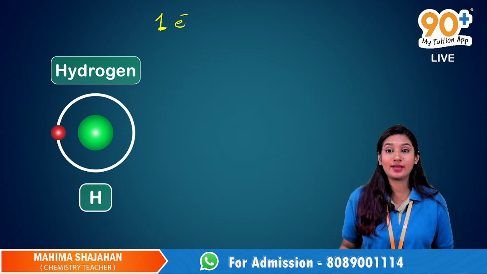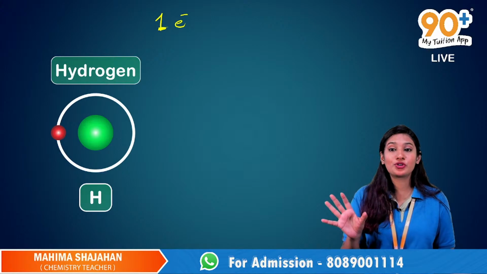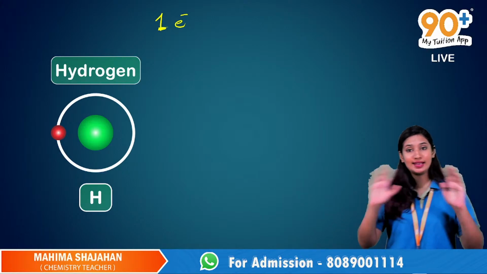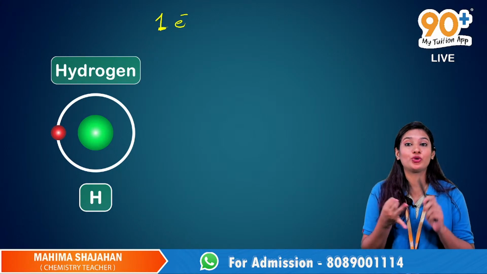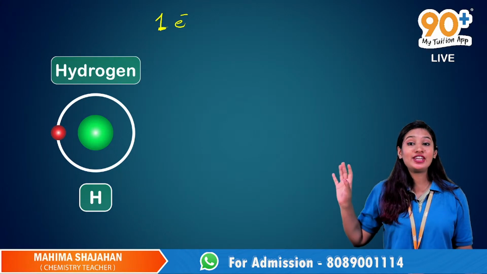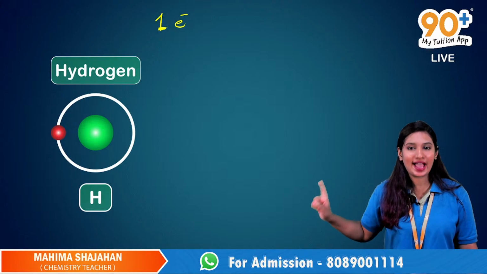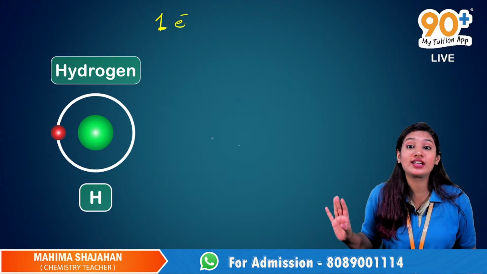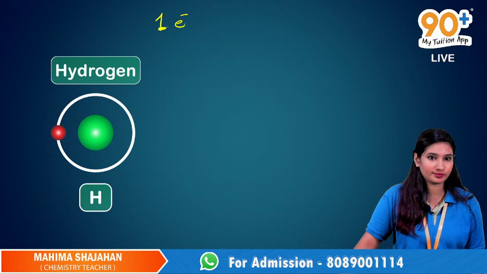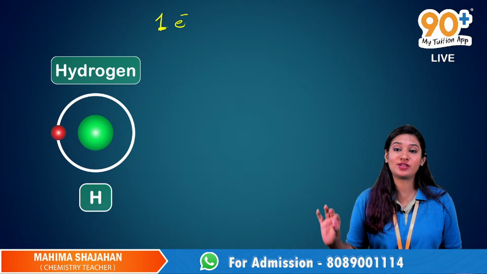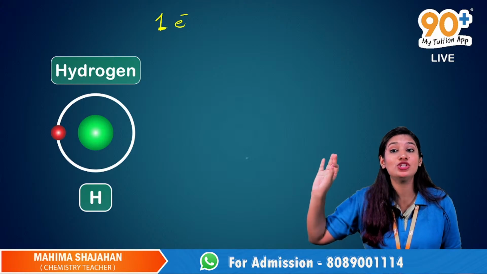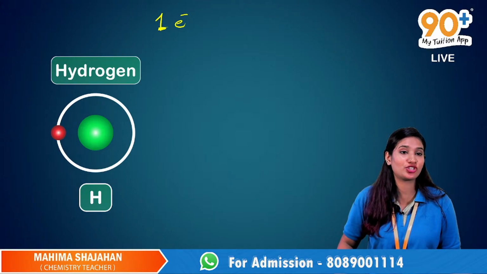Now, we studied about neutrons, right? We said that all atoms have 3 subatomic particles. We have proton, neutron and electron. Now, hydrogen is the only atom which does not contain a neutron. Okay, is it clear? Hydrogen is the only atom which does not contain any neutron.